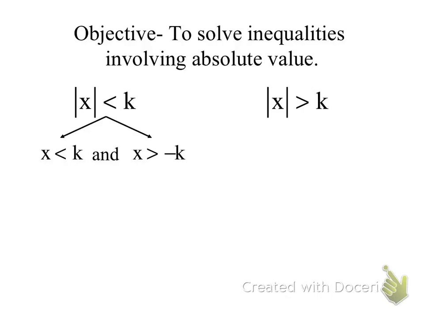We're going to do the same thing with x. The absolute value of x is greater than k. Set it greater than k. And then because I'm taking the opposite of k, I have to flip the inequality.